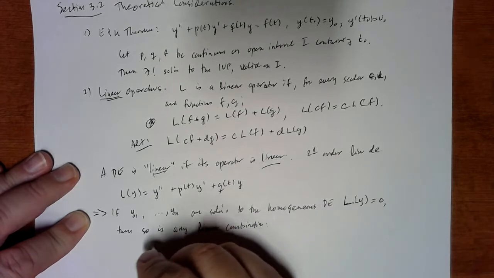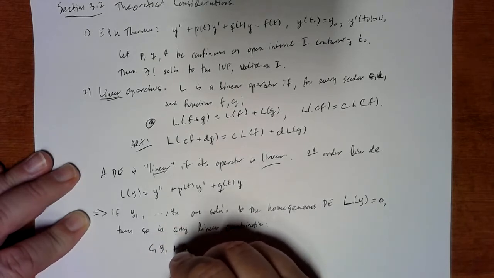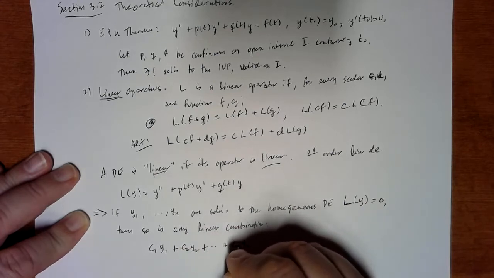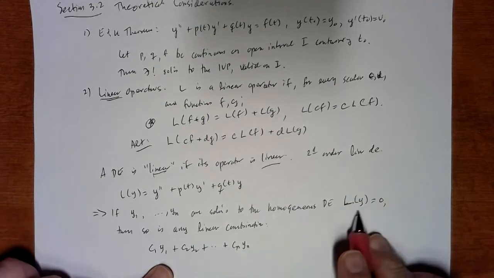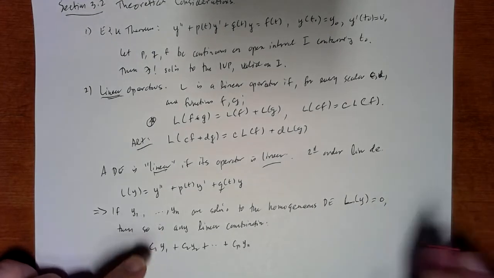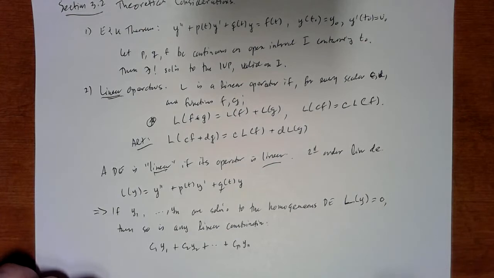That is c1y1 plus c2y2 plus cn times yn. So this function also solves the linear differential equation equal to 0. Okay, actually it doesn't matter what the order is as long as it's linear. Good.